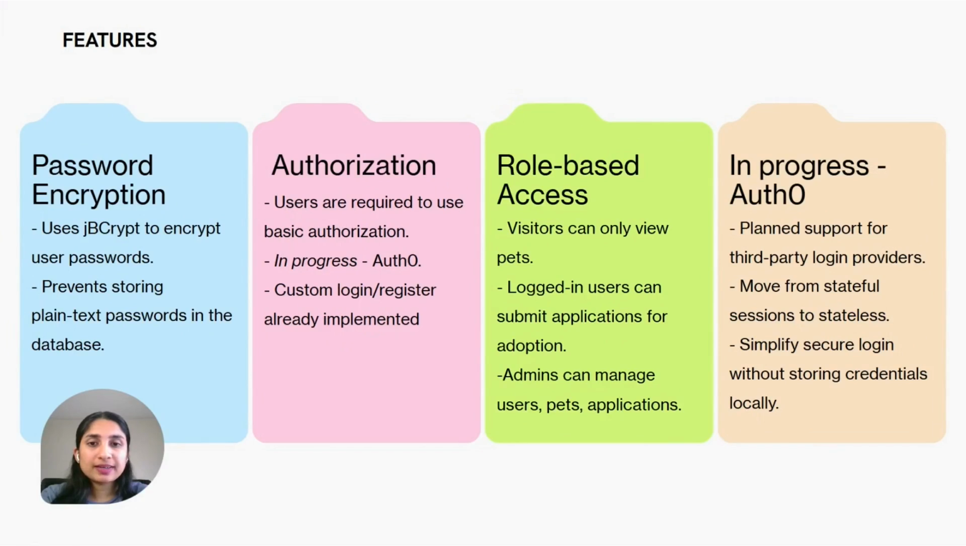Hello everyone, I'm Kavya. Before we conclude, let's quickly recap the main features of our project. We implemented password encryption using bcrypt to make sure user credentials are stored securely. We also added authorization requiring users to log in before performing actions like submitting adoption applications. With role based access, visitors can only view pets, logged in users can apply for adoption, and admins can manage users, pets, and applications. And finally, we started integrating Auth0, which allows third-party logins and will make the system even more secure and seamless in the future.